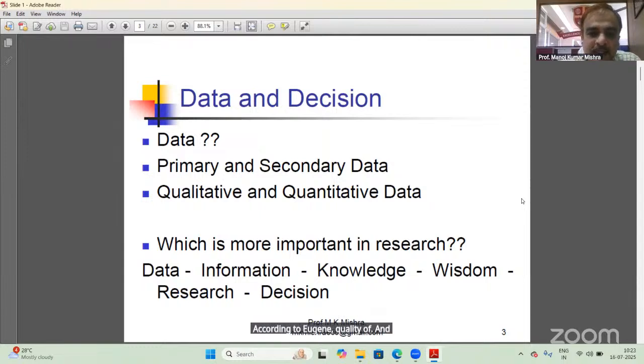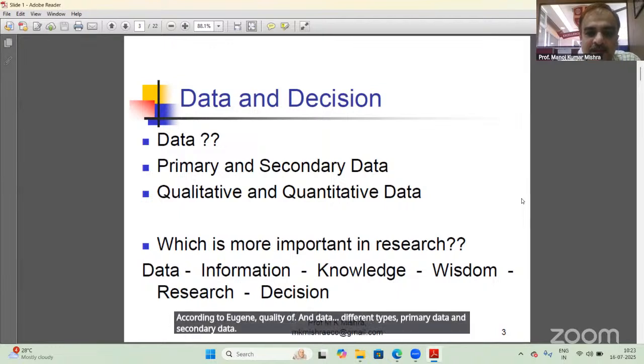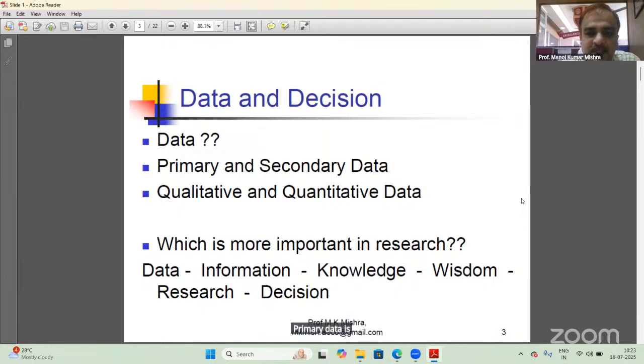And data has different types, primary data and secondary data. Primary data is the first-hand data and secondary data is the second-hand data. In the primary data, the researcher goes to the field and collects the data. However, the cost is high, it is time consuming, but data is accurate and data is recent.